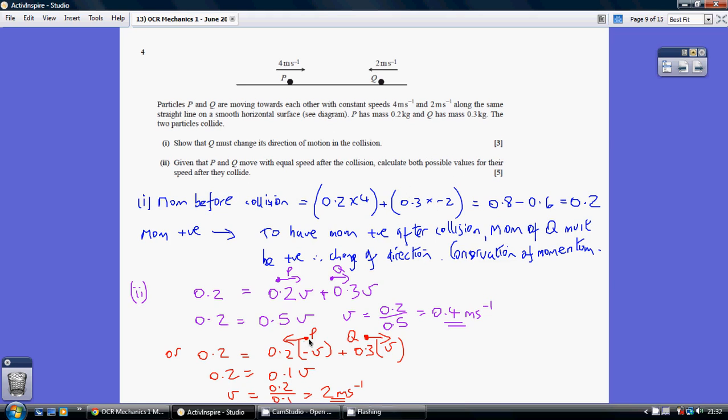So assuming P shoots off to the left, we've got mass times minus v plus Q's mass times positive v. So minus 0.2v plus 0.3v is a net effect of 0.1v. So v is 0.2 over 0.1, which is 2 meters per second.